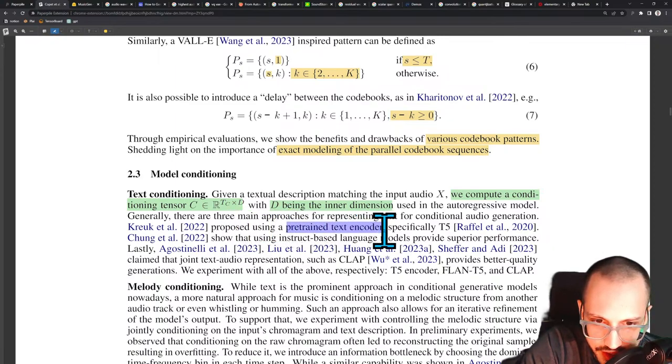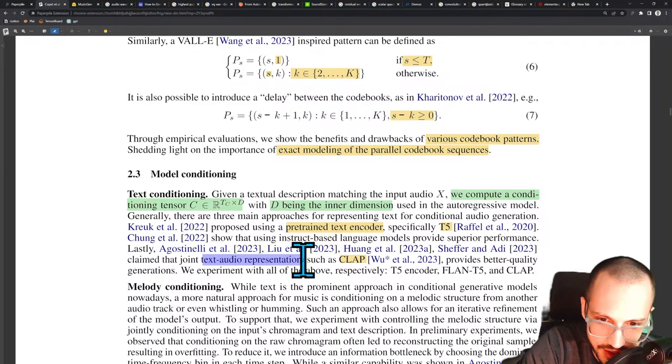Using a pre-trained text encoder, specifically T5. That's another Google one there. Show that using instruct-based language models provides superior performance. Claim that a joint text audio representation such as CLAP, that's kind of cool. So you've heard of CLIP, right? CLIP is a joint image text representation. And apparently CLAP is a joint text audio representation.